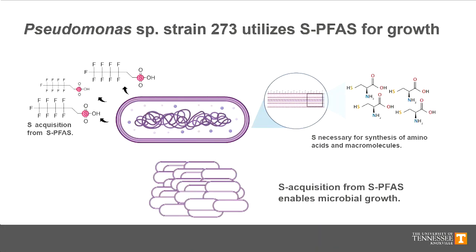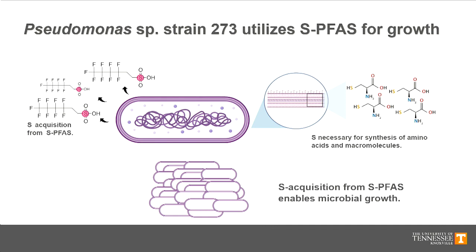And so what these results tell us is that, well, first, we know that sulfur is necessary for synthesis of amino acids in macromolecules. And so this bacteria is able to acquire sulfur from sulfur-containing PFAS. And from there, it's able to essentially multiply and grow.